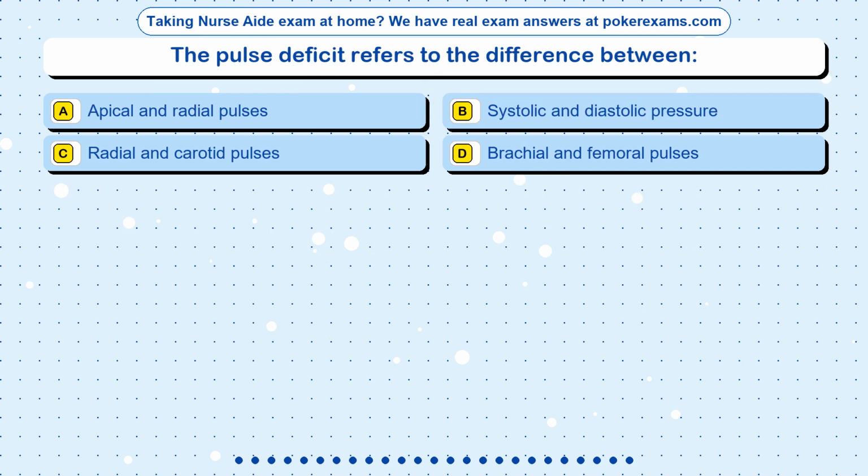Question 9. The pulse deficit refers to the difference between: Option A. Apical and radial pulses. Option B. Systolic and diastolic pressure. Option C. Radial and carotid pulses. Option D. Brachial and femoral pulses.